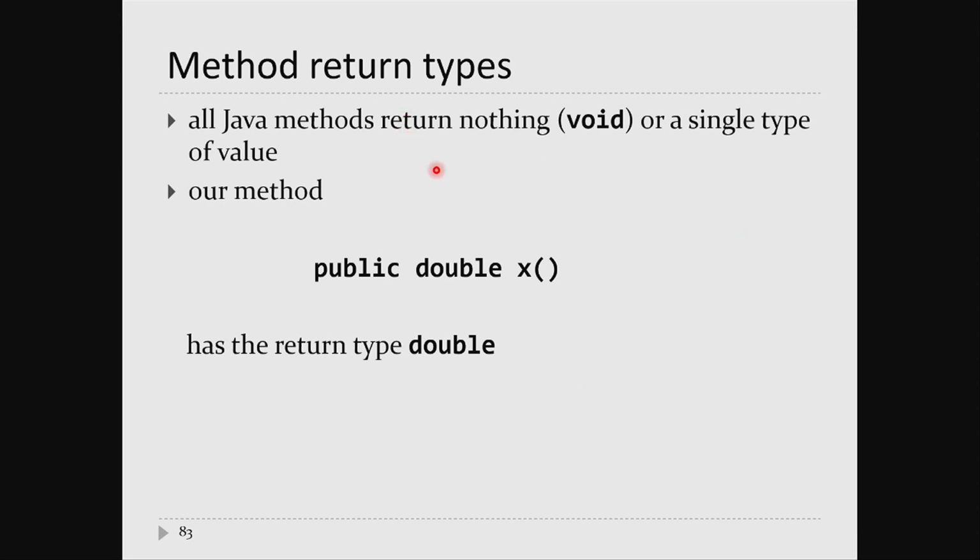Okay, so all Java methods have to return something. If they return nothing, then it must return the type void. Otherwise, it can return only a single type of value, which is one of the big differences between a Java method and a Python function. A Python function, you can return a tuple of values. Java, you're stuck returning a single value, which is really inconvenient sometimes. But that's the way the language was designed. So public double x has a return type of double. So it must return a double value.